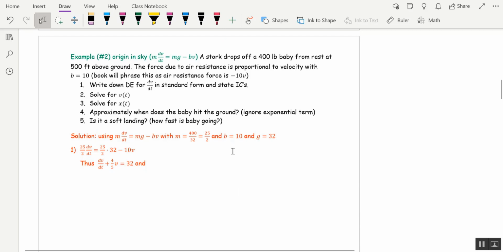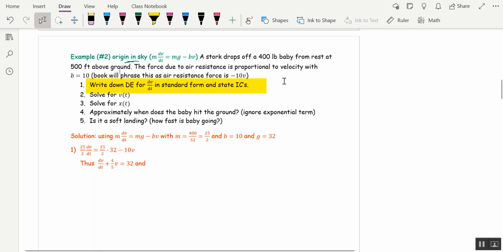We've got a stork that drops off a 400-pound baby from rest at 500 feet above ground, and we're going to let the origin be where the stork drops the baby from in the sky. Force due to air resistance gives us b equal 10. The book will phrase that as the air resistance force is negative 10v. That's a little confusing with the sign, so I just say b equals 10.